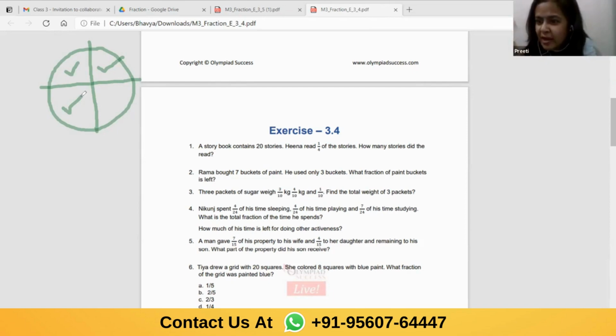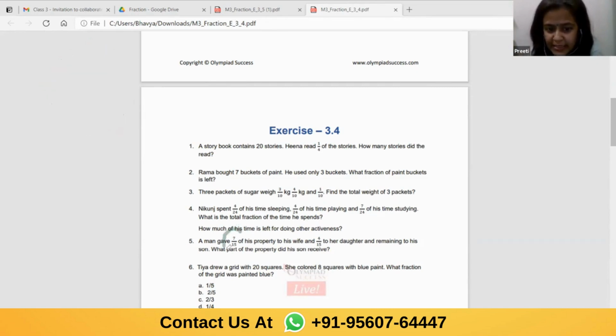So how many can we share with Daksh now? So it is, ma'am, 3 by 15. No. It is not 3 by 15. First, what we will do is, we will add the property which the man is giving to wife and daughter. So, 7 by 15 he is giving to his wife and 4 by 15 to the daughter and the remaining to the son.